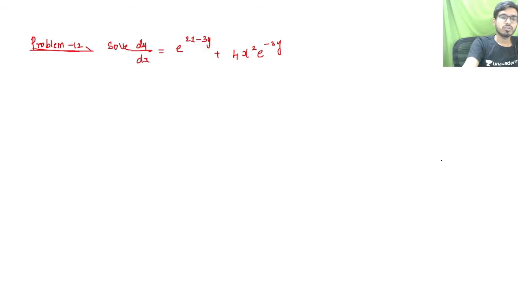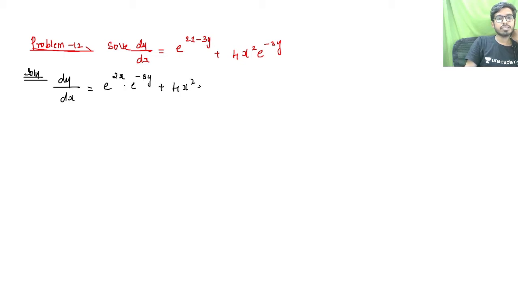We'll move on to problem number 12. We have dy by dx is equal to e power 2x minus 3y plus 4x square e power minus 3y. Solution. So we have dy by dx is equal to e power 2x into e power minus 3y plus 4x square e power minus 3y. We will take e power minus 3y outside, so we will have e power 2x plus 4x square.